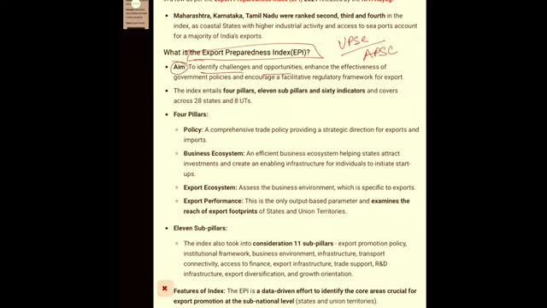challenges and opportunities, enhance the effectiveness of government policies, and encourage a facilitative regulatory framework for export. The index entails 4 pillars, 11 sub-pillars, and 60 indicators. And what are those 4 pillars? First things first, policy. A comprehensive trade policy providing a strategic direction for exports and imports.